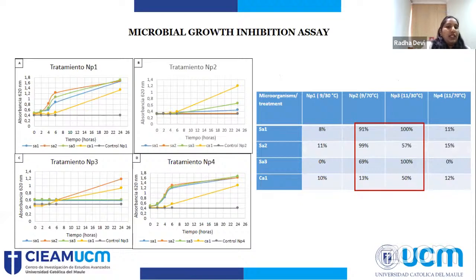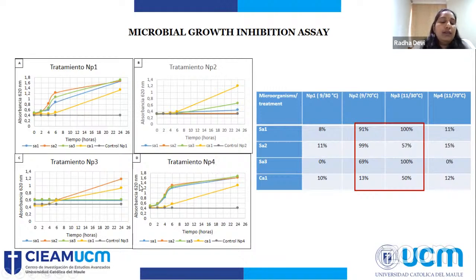After obtaining these metal nanoparticles, we did some antibacterial assays. Here we can see NP1, which is a formulation of pH 9 at 30 degrees centigrade, and NP2 is a formulation of pH 9 but at 70 degrees centigrade. NP3 is a formulation of pH 11 at 30 degrees centigrade, and NP4 is a formulation of pH 11 at 70 degrees centigrade.